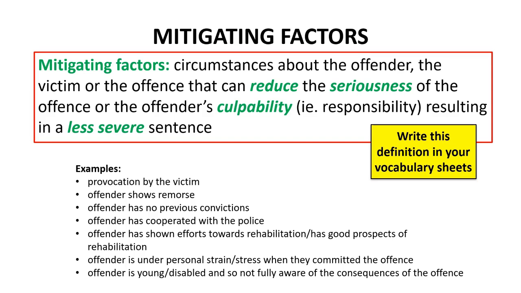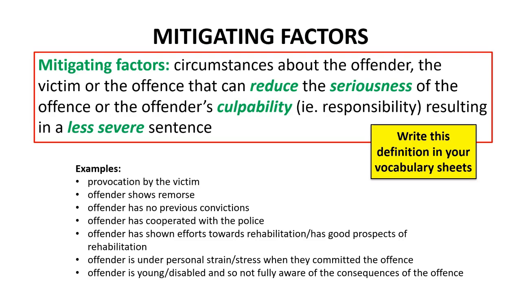It will be a mitigating factor if the offender is provoked by the victim, for example, as where in an assault case the victim calls the offender names or punches the offender, and only then does the offender retaliate by hitting the victim. It will be a mitigating factor if the offender shows remorse, for example, as where in a case of reckless driving causing serious injury, the offender stops the car once they realise they have hit the victim and they get out and try to help the victim.